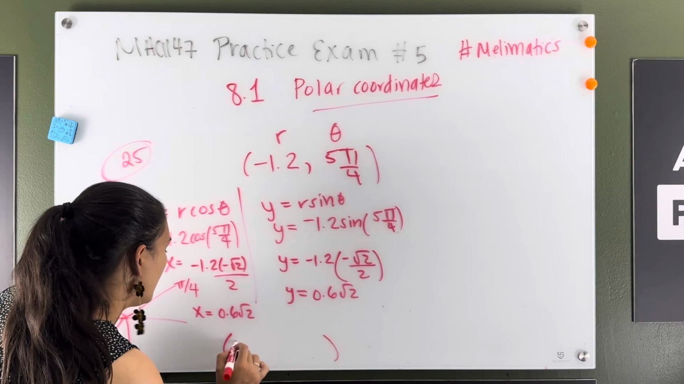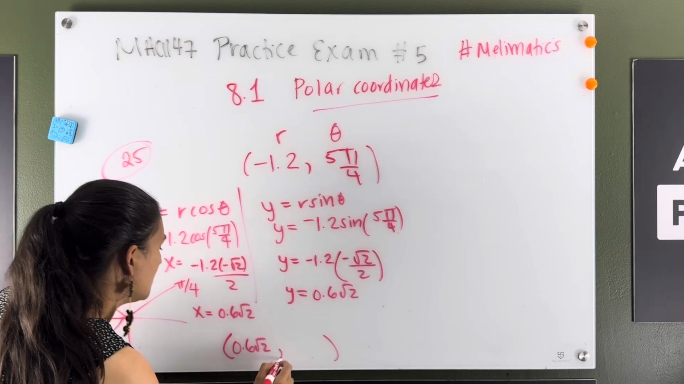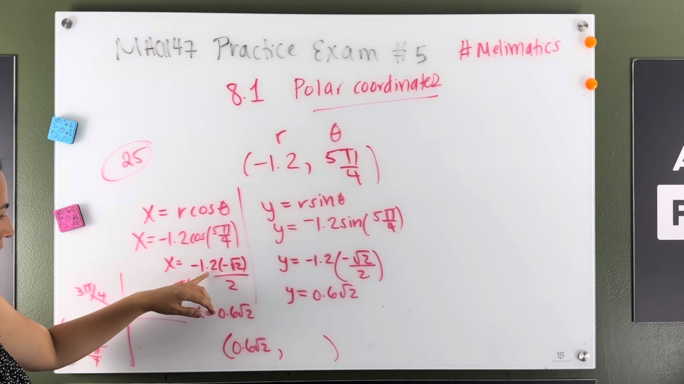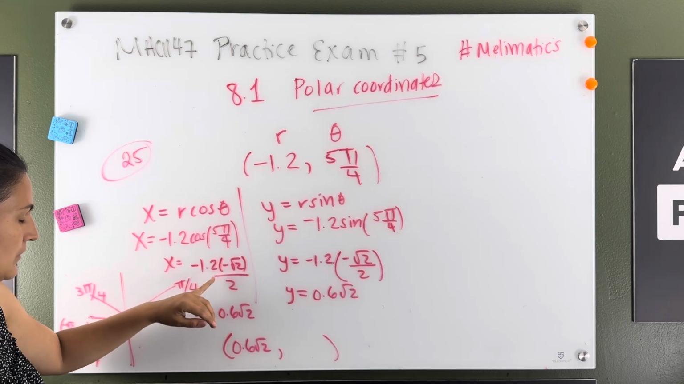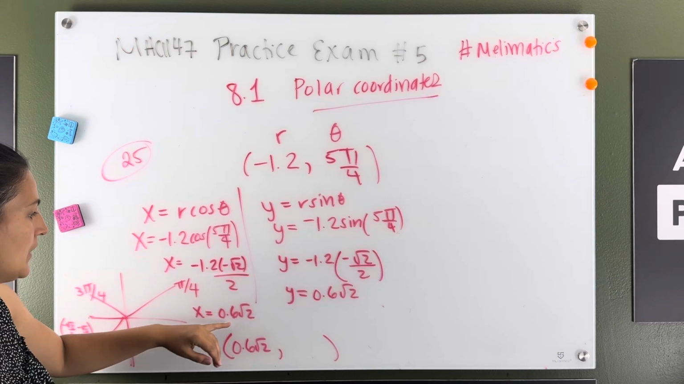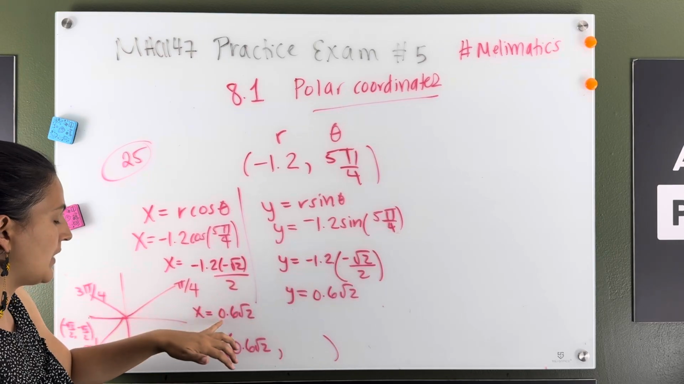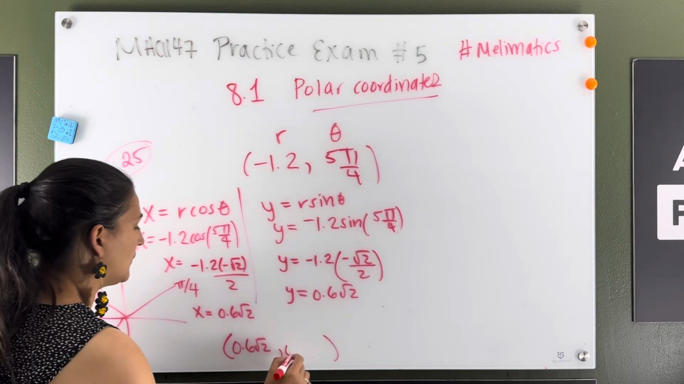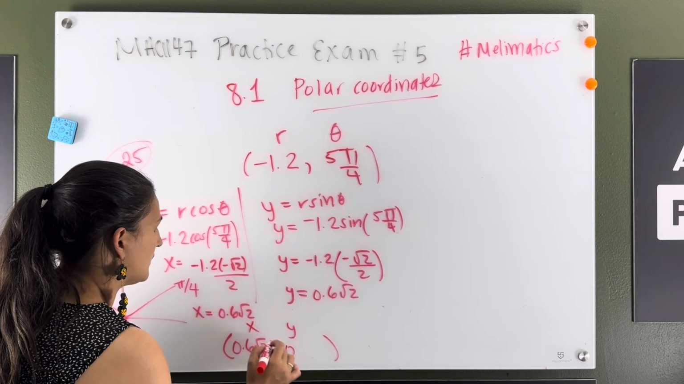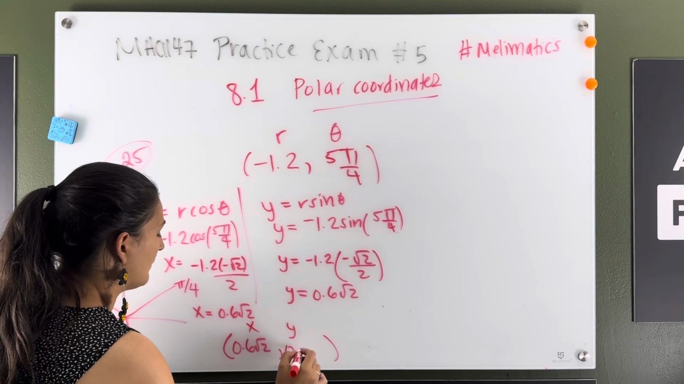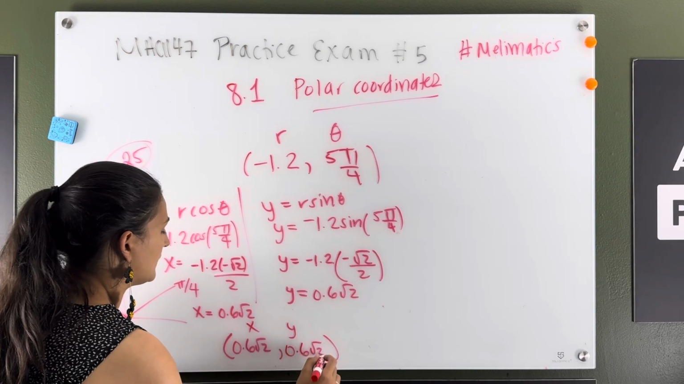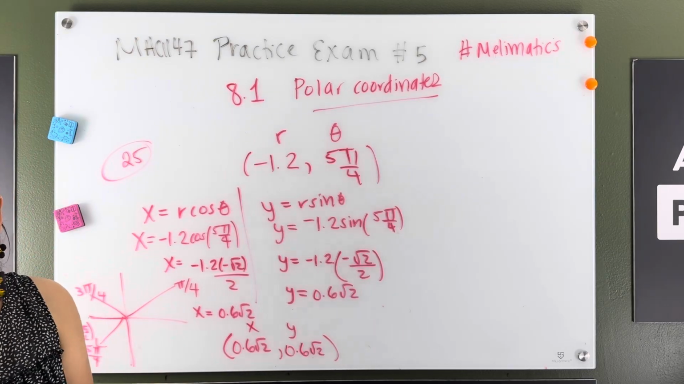So my ordered pair would be 0.6 times the square root of 2, because I can at least do 1.2 divided by 2, right? The numbers can be divided. Of course, the square root has to stay by itself. And of course, a negative times a negative is a positive, right? So we're getting our coordinate or ordered pair, x comma y, in the coordinate plane. Okay, so that's number 25.